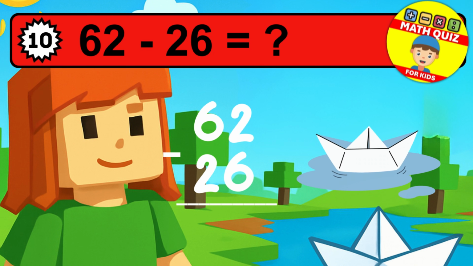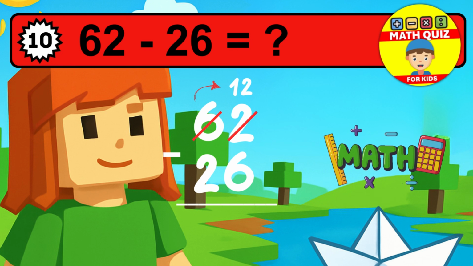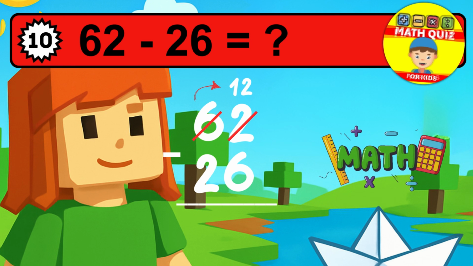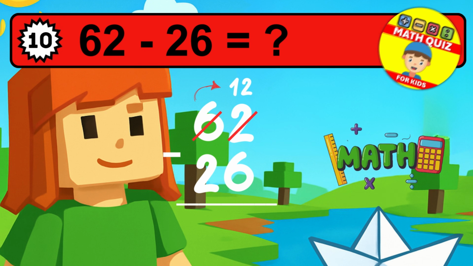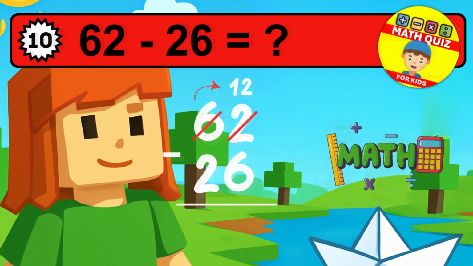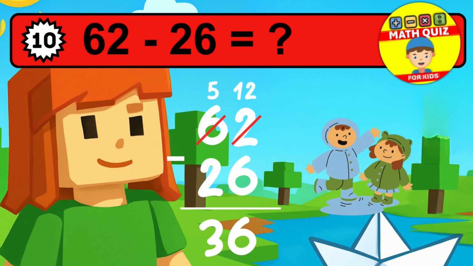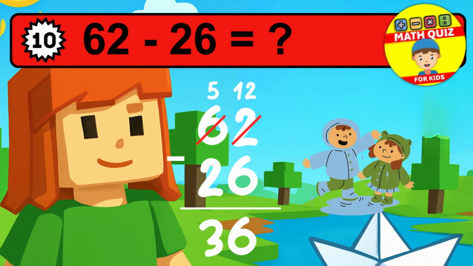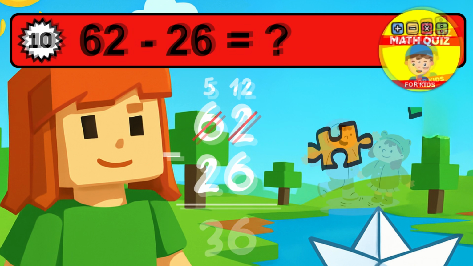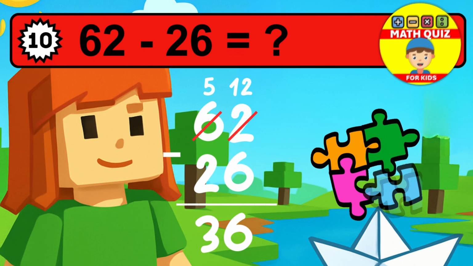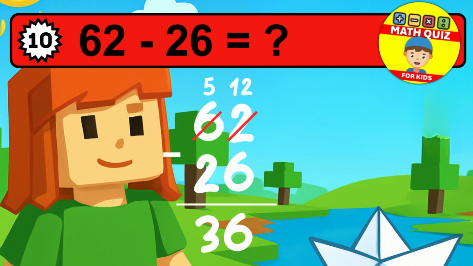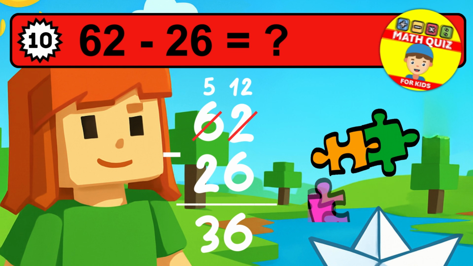Let's solve this step by step. We start with the units. 2 minus 6 is not possible, so we need to regroup. We take 1 ten from the tens column. Now we have 5 tens, and the units become 12. Now we subtract. 12 minus 6 is 6. Then we go to the tens. 5 minus 2 is 3. The final answer is 36.